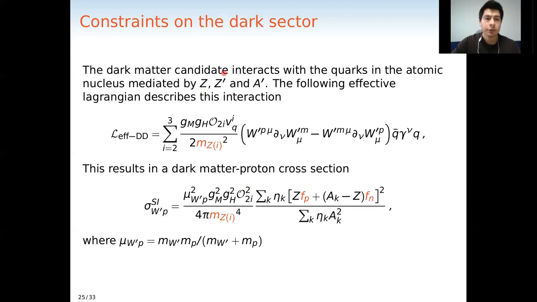Since our mediators are vector bosons, we have to consider the possibility that we have isospin violation, and we have to include factors for proton and neutron, and we have to account for this difference by using this more complicated expression. Again, you can see that in here we have the mass of the mediator to the fourth power, which means that we can expect the C to be heavily suppressed as a mediator in this interaction.